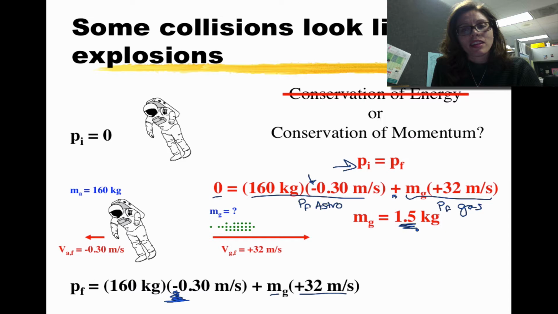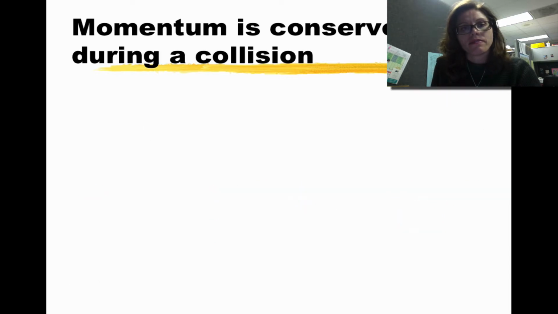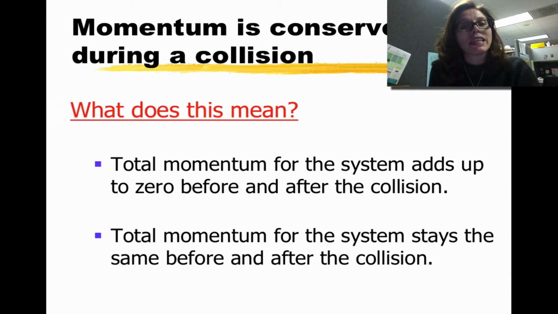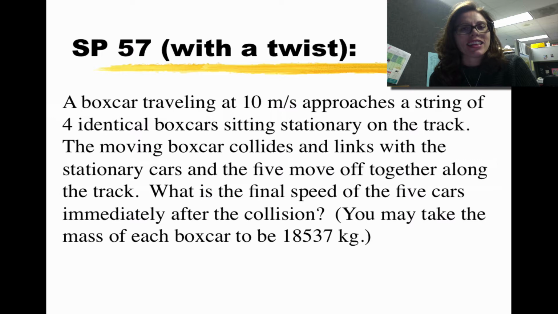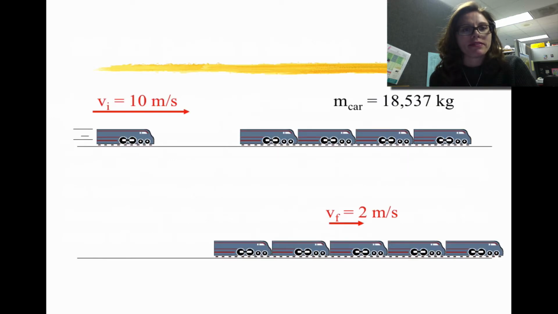Okay, so momentum is conserved during collision. What does this mean? It means that the total momentum of the system adds up to 0 before and after the collision, or does it mean that the total momentum of the system stays the same before and after the collision? Which one is it? I hope you said the second. Okay, so one more example.